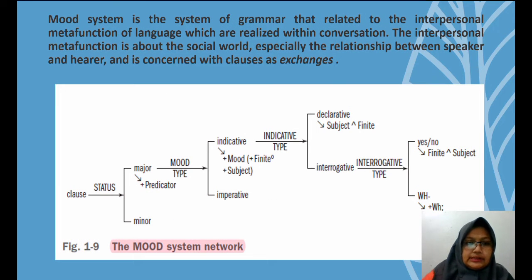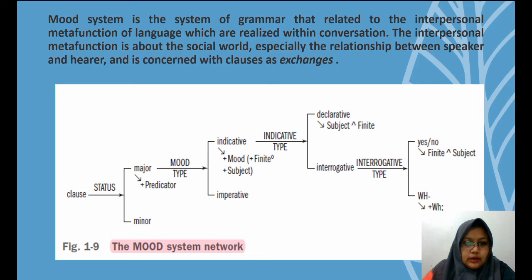Next, the mood system. The mood system is the system of grammar related to the interpersonal metafunction of language, which is realized within conversation. The interpersonal metafunction is about the social world, especially the relationship between speaker and hearer, and is concerned with clauses as exchange. So the mood system exists in a conversation. We can look at figure 1.9.